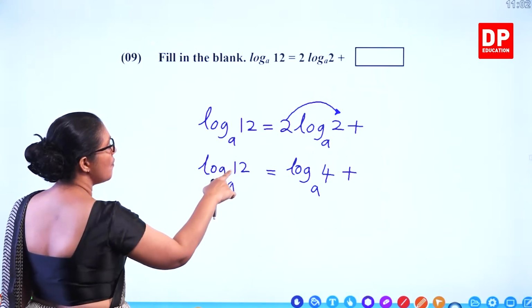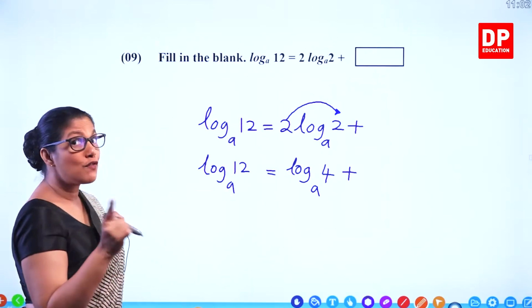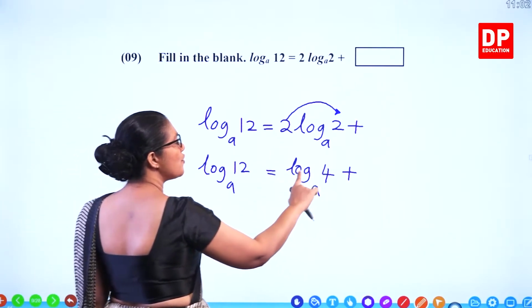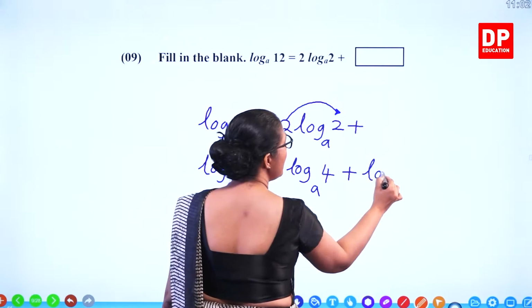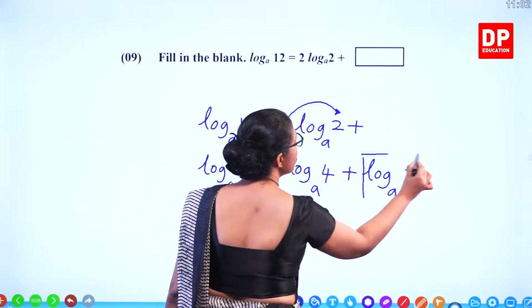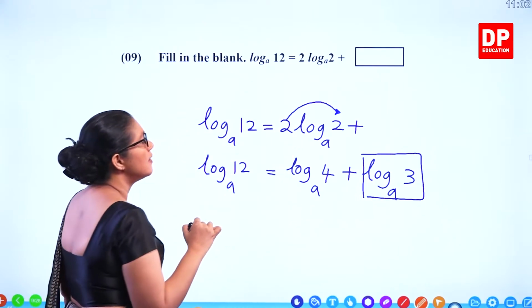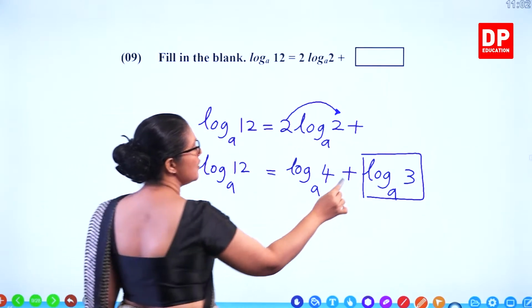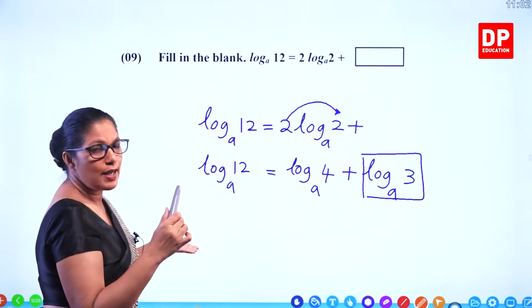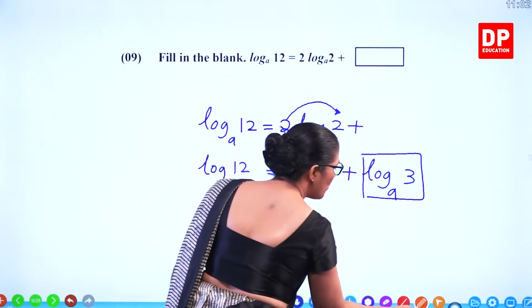So we can write 12 as 4 into 3. So that means 4 into 3 we can split. So what's the value here? Log A base 3. So that's the blank value. So here 4 times 3, 12. You get the left hand side value. So you get 2 marks for that.